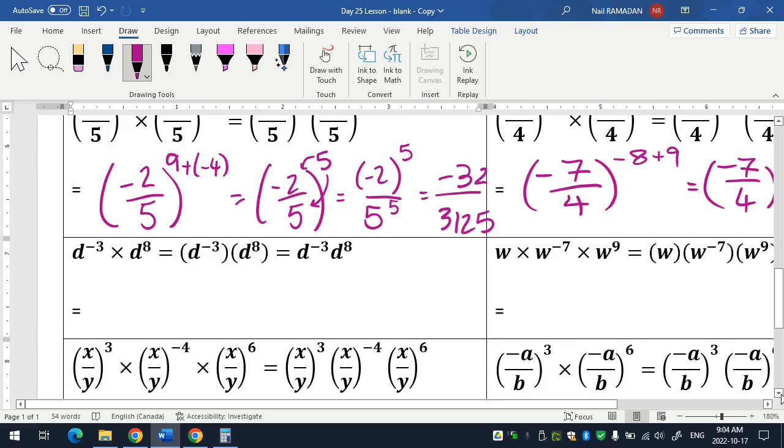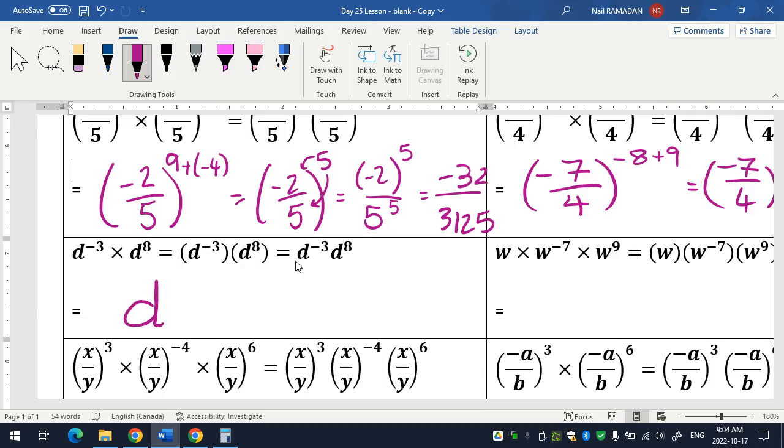How is this one different than all the other ones we did? We don't have numbers. We have what? We have letters or variables or symbols. But is it still the same base? So that means what? Do I still apply the same rule? I do. So what's my base? Just what? Lowercase d. So you just write a d. And on top, you put what? Minus 3 plus 8.